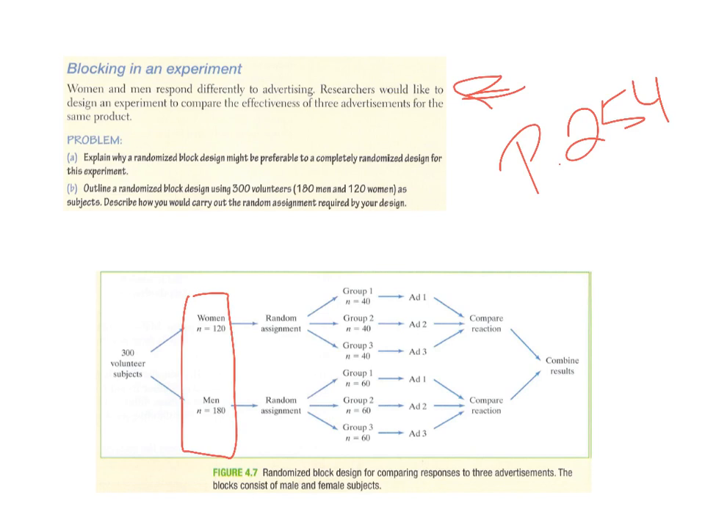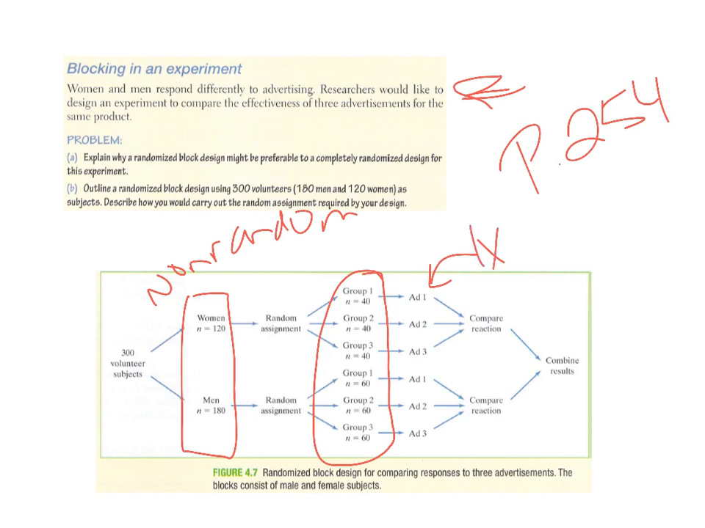Okay, so part B there has us outlining a randomized block design using 300 volunteers. Tells us we have 180 men, 120 women. Okay, and so remember this part right here is non-random when we are putting them in their blocks. Where over here, these are our treatment groups, right? Their treatment is which ad they are receiving, ad 1, 2, or 3. So those are our treatment groups, and those are randomly assigned. So we block the 120 women and 180 men first, okay?